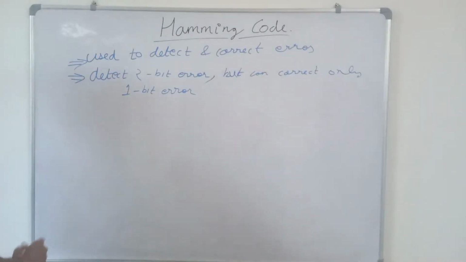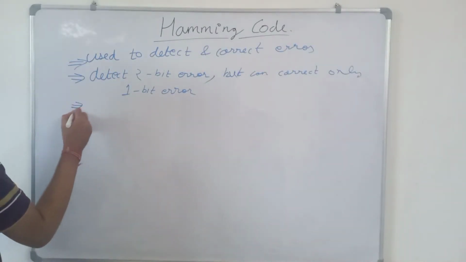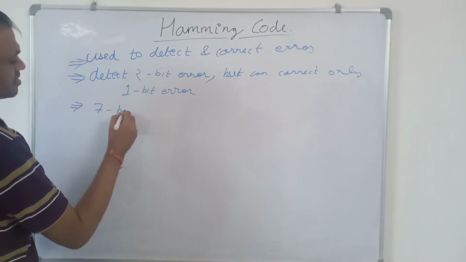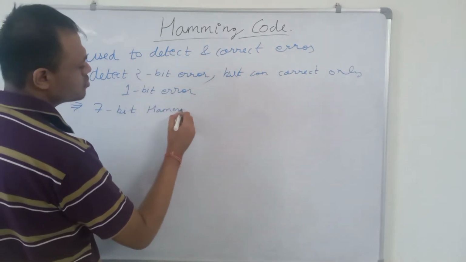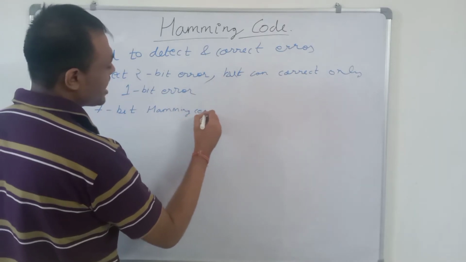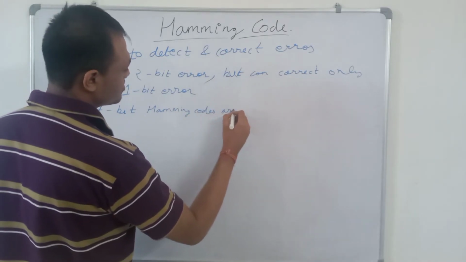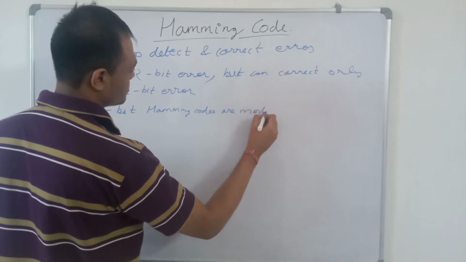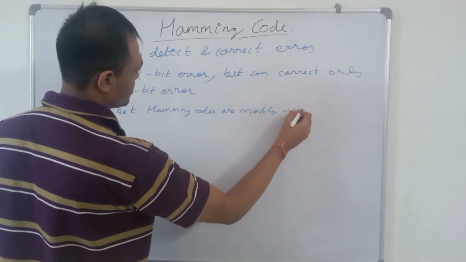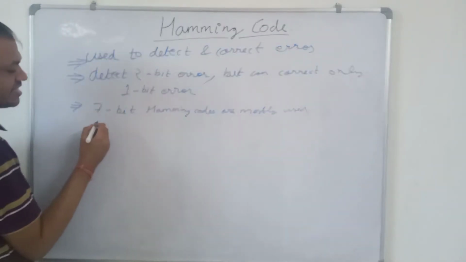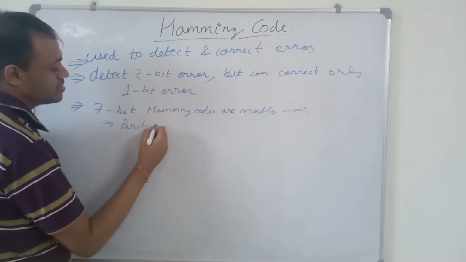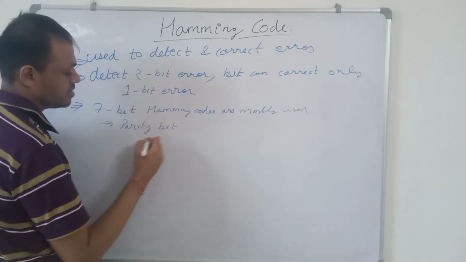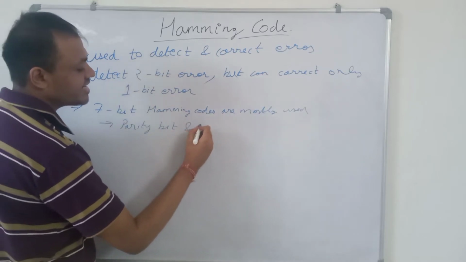So the most commonly used Hamming codes are 7-bit Hamming codes. Each Hamming code will consist of parity bits and data bits.